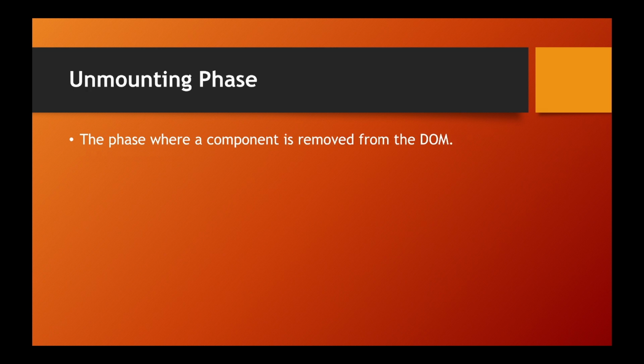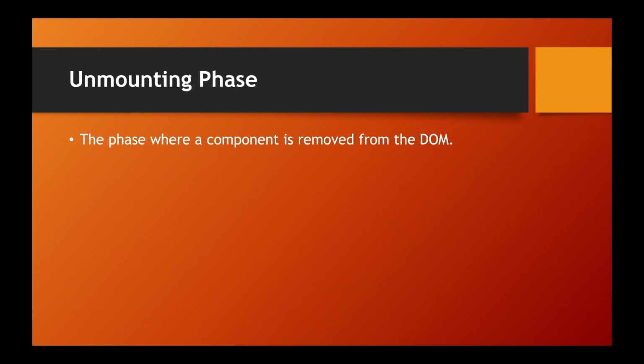So we'll see what the unmounting phase is. The unmounting phase is where a component is removed from the DOM. So assume you are on the home page and there is a profile page. In that profile page, there is a profile card. As we saw in my previous video, assume the user comes to the home page. The profile page will be destroyed from the DOM because there is no need for it, right? So what React does in the unmounting phase is destroy the profile card in the profile page.